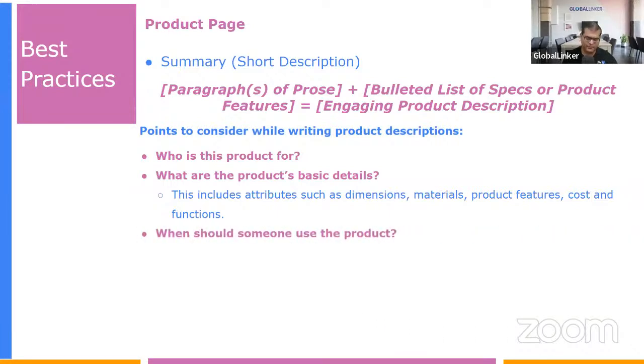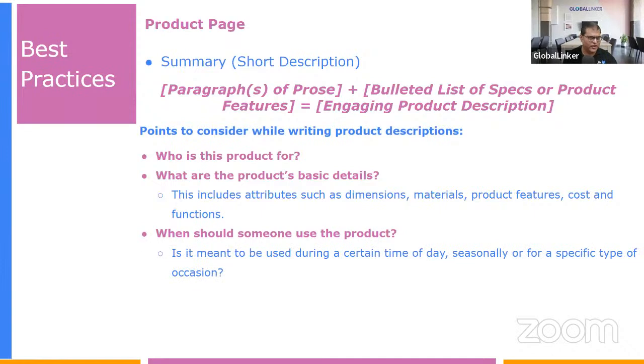And then, when should someone use this product? For example, a night cream that you might be selling if you are a cosmetics brand. In that case, whether they should be using it during the daytime or at night time. So a specific time of the day, or seasonality, or specific occasion when this product has to be used. That is something which you should consider while writing the product description.